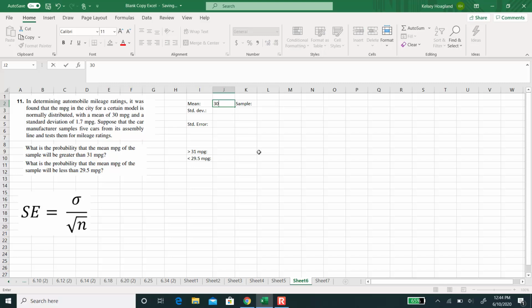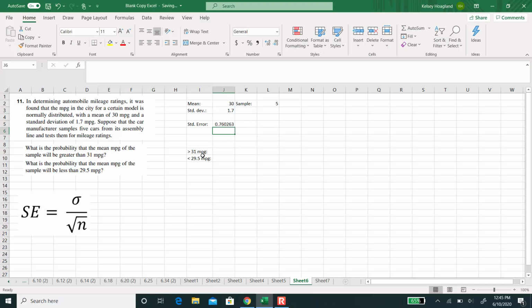So first, let's fill in the information that we already know. The mean is 30, our standard deviation is 1.7, and the sample size is 5. So now we can find the standard error, and the standard error equation is right here, and it's your standard deviation divided by the square root of your sample size. So we'll do the standard deviation, 1.7, divided by square root, which is SQRT, of our sample size. So we get 0.76.